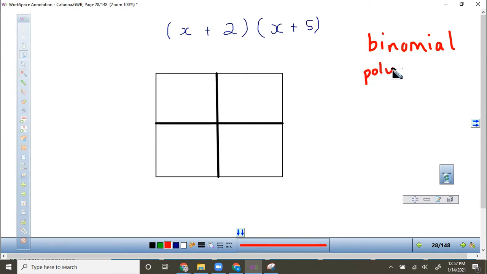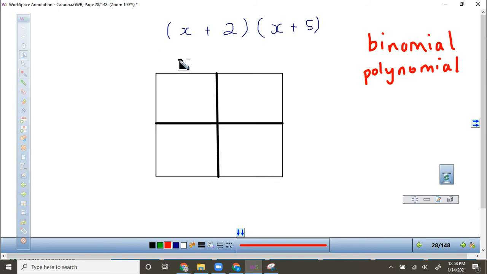So these are binomials. Now, when we multiply them, we're going to end up with a polynomial. Poly meaning many. And I don't want to get too bogged down with the vocab, however, I do want to use the correct words. So when you multiply binomials, you'll end up with a polynomial expression. So let's refer back to what we just did. x plus 2 multiplied by x plus 5.